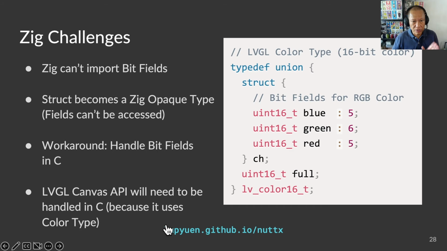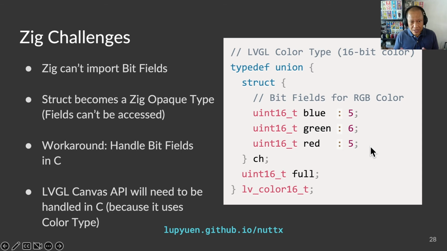LVGL defines this struct that represents color. This is RGB 565 format. 5 bits for blue, 6 bits for green, 5 bits for red, total 16 bits. Notice that it's implemented with bit fields.